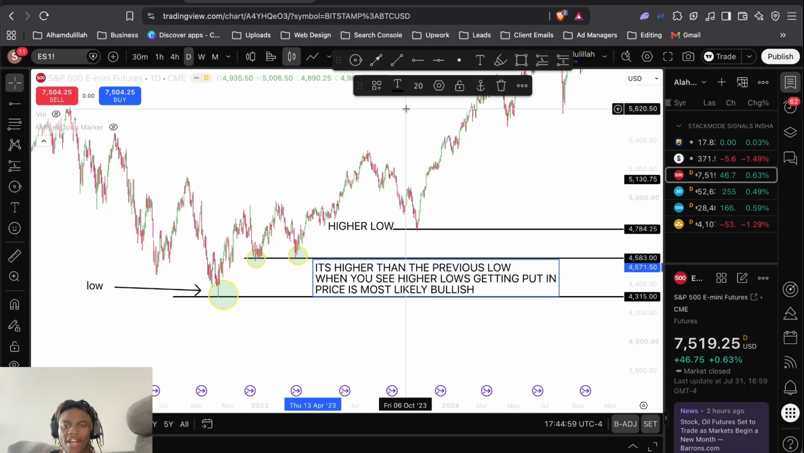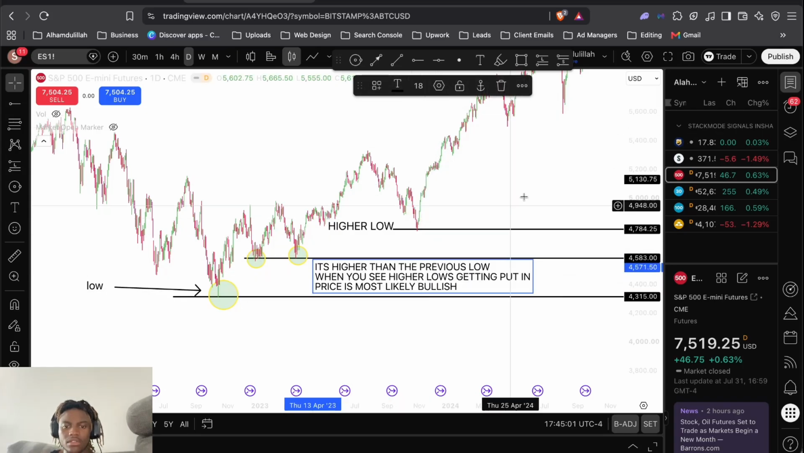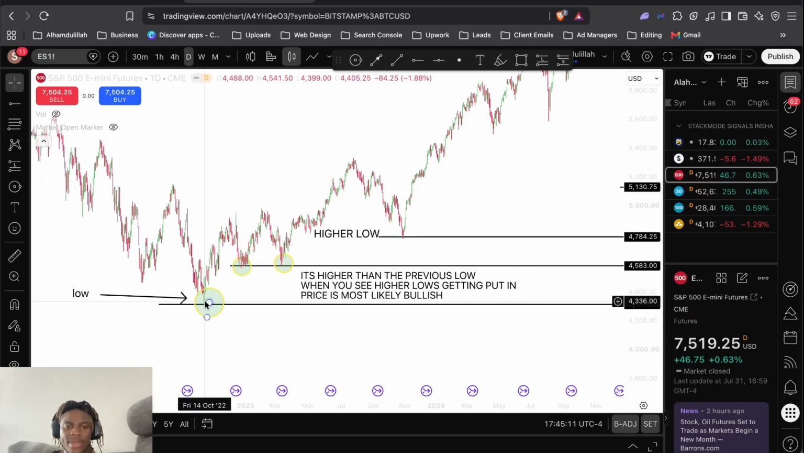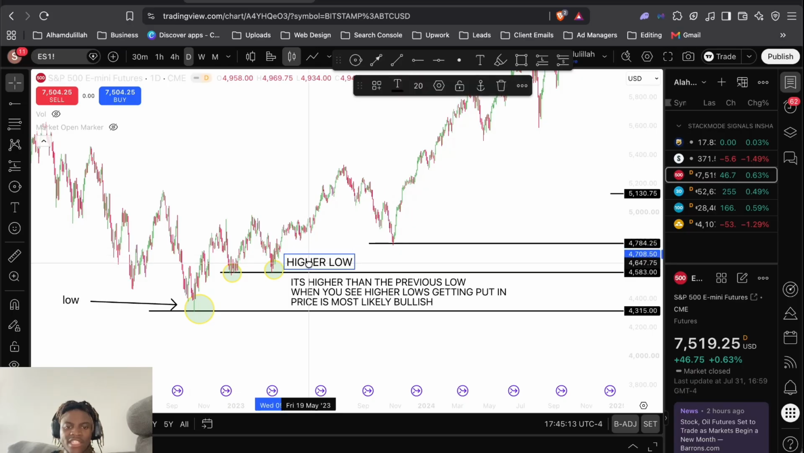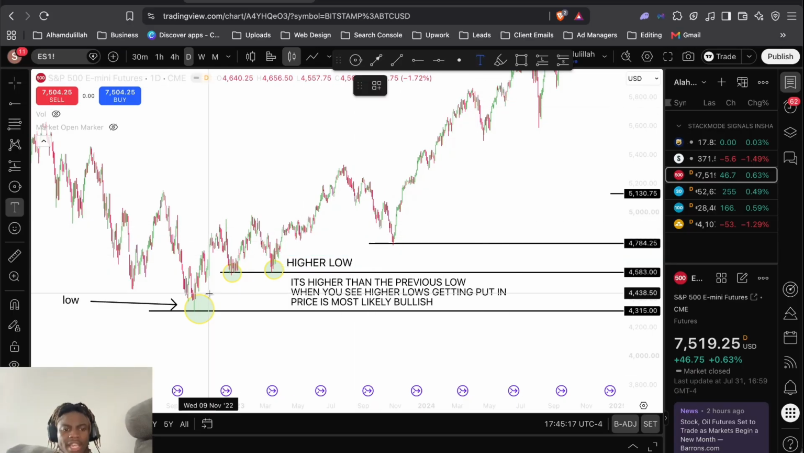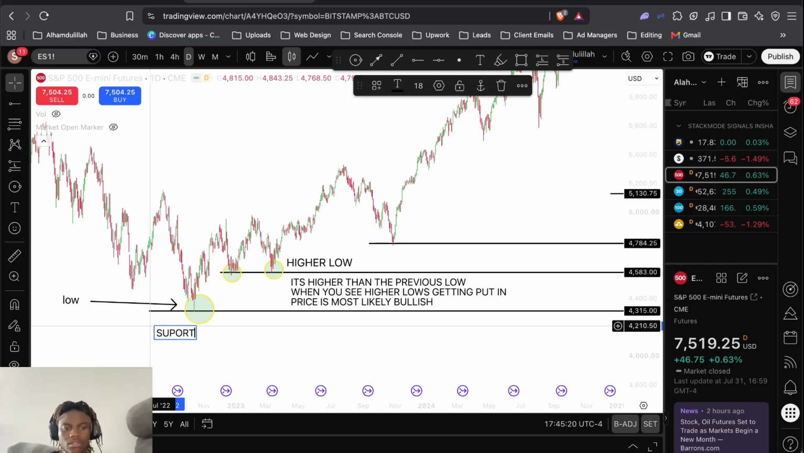So when you see higher lows getting put in, price is most likely bullish. It's extremely important to pay attention to that. Price is most likely bullish when we see higher lows getting put in. So here, let's say we have this low, then we're going to have this next low. It's going to be a higher low. And once again, these are just going to be areas of support.